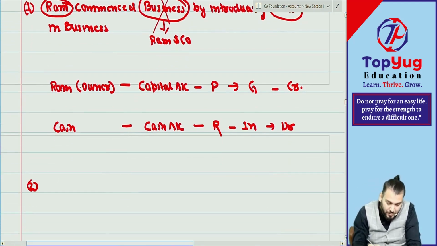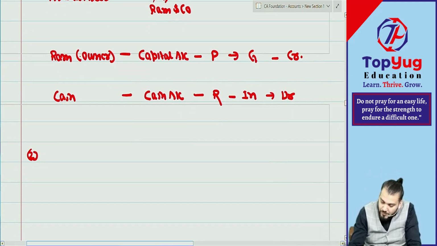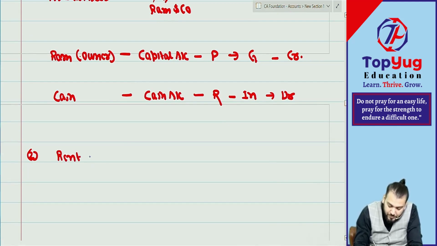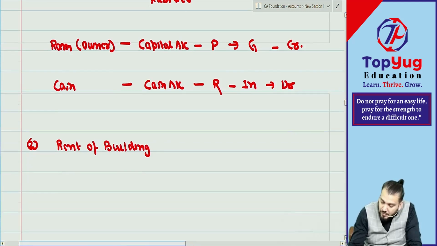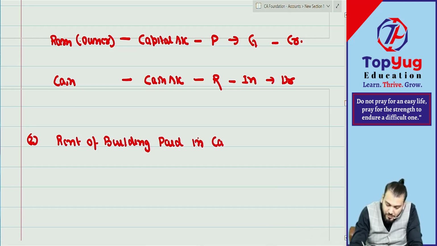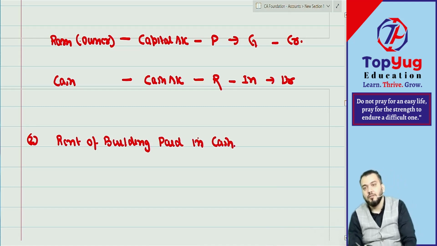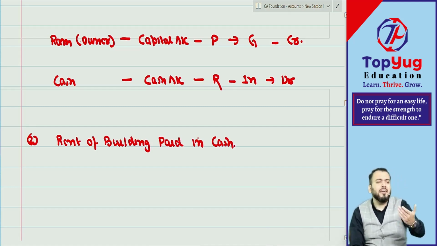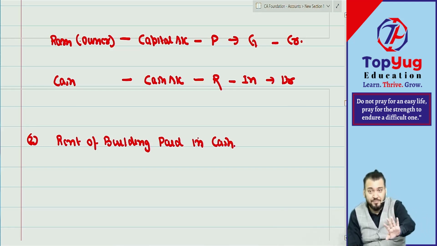Point number 2. Look, rent of building paid in cash. It means we have taken one building for use, and for the building's use we have paid rent, and the amount was paid in cash.